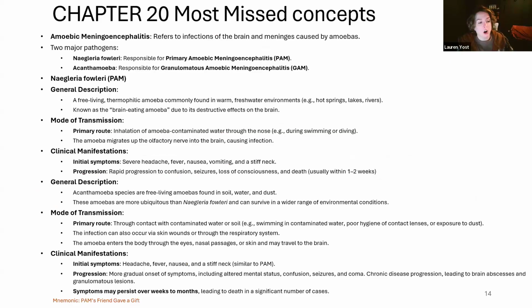All right. Next are our meningoencephalitis. The two major pathogens that we talked about that could cause meningoencephalitis are our PAM and GAM, primary and granulomatous. What does primary mean? More acute, it's going to be faster, and it is associated with Naegleria fowleri. PAM. Acanthamoeba, both of these are amoebas. What are amoebas? It's a protozoa. Single cell eukaryotes. Okay.